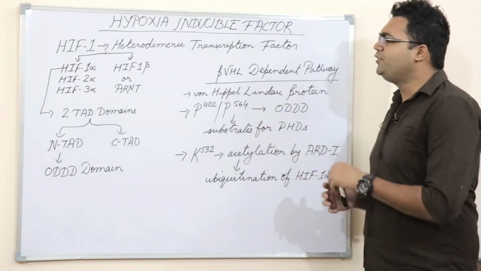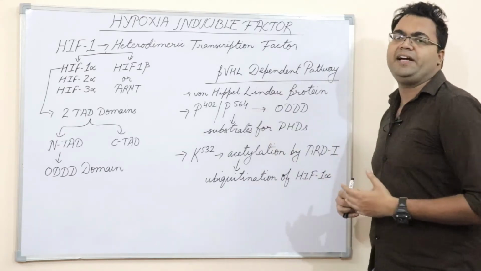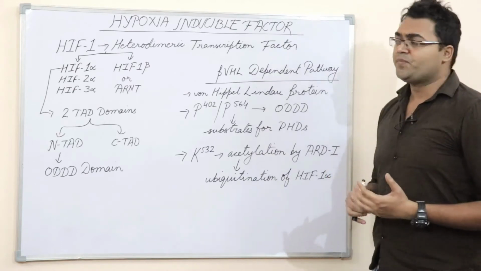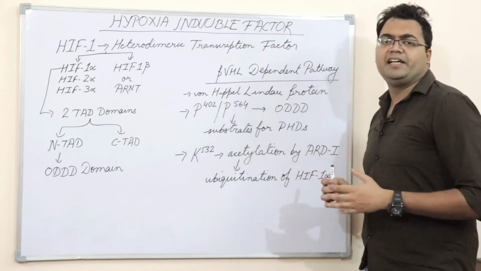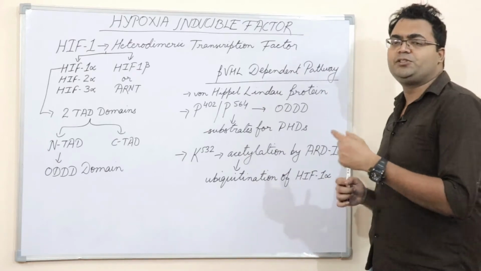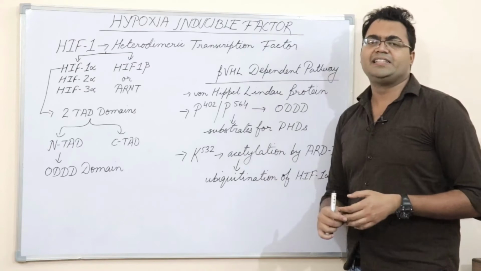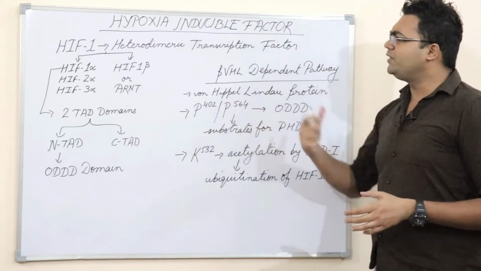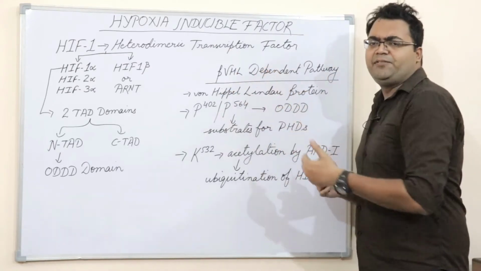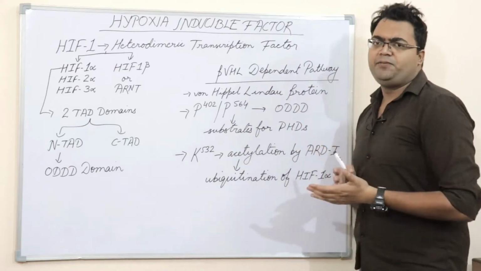Today I'll be bringing you a very intriguing topic known as the hypoxia inducible factor, which was also responsible for the bagging of the Nobel Prize in 2019 for Physiology and Medicine, which was bestowed upon three great scientists, William G. Kaelin, Peter J. Ratcliffe and Gregg L. Semenza. Their primary work was on the unveiling of the pathway of hypoxia inducible factor.